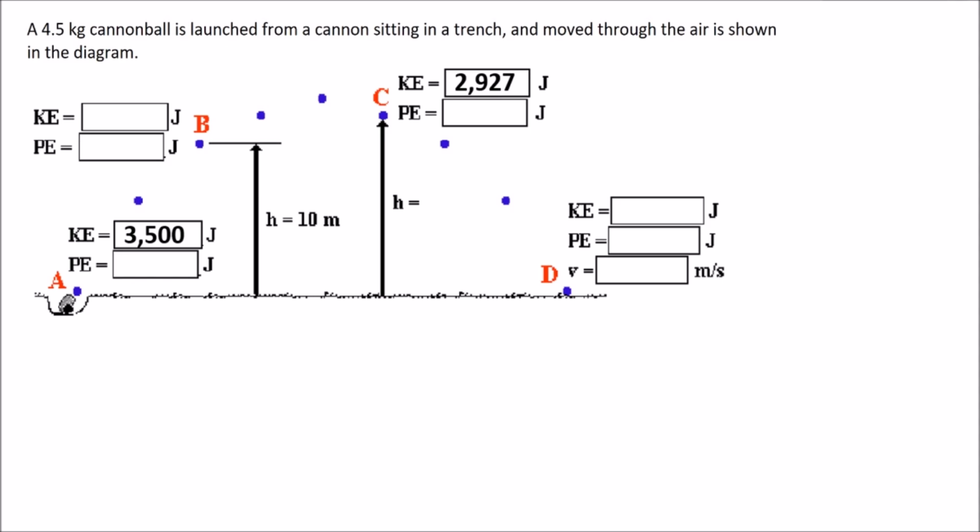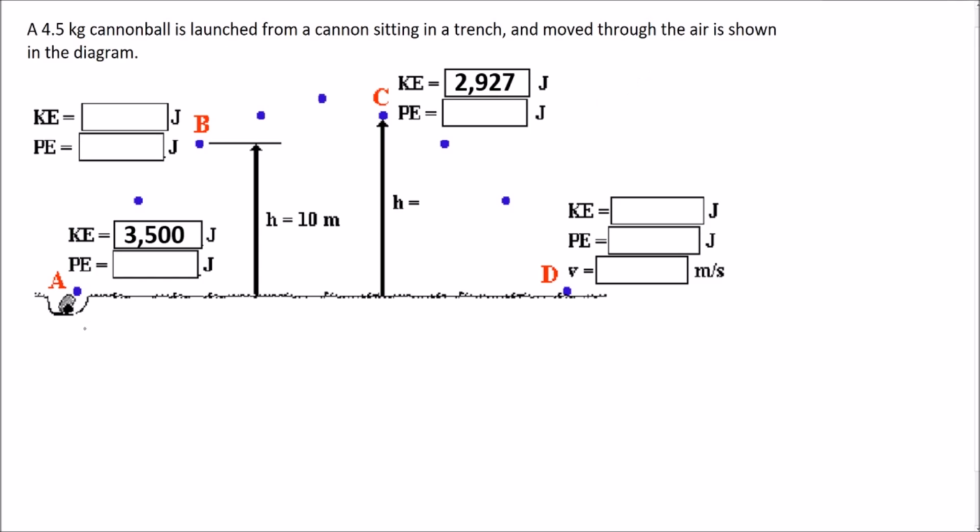So we have a cannonball launched from a cannon that's sitting in a trench, and it moves through the air following this path. And we have 4 points, A, B, C, and D, and we have some questions about each point. It tells us right away that the kinetic energy at A is 3,500 joules, and it wants to know the potential energy. And if you look, the cannonball is at ground level. There's no height.